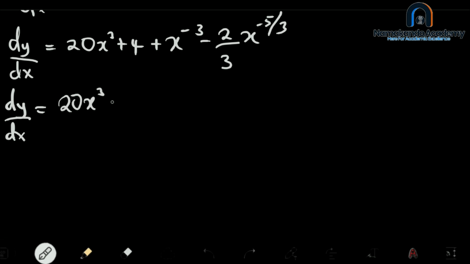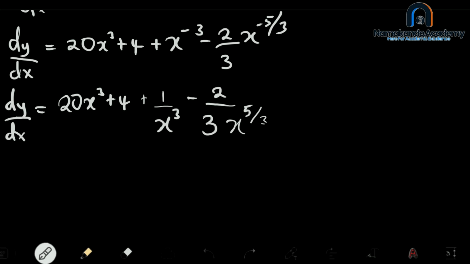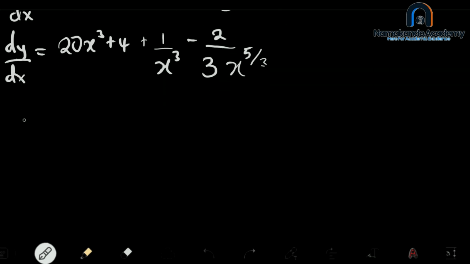to be equal to 20x cubed plus 4. This exponent, which is negative, will become our denominator. Hence, our x will be raised to a positive exponent this time around. Then you have minus. There's a 2, then there's a 3 this side. Like what we did here, we'll also introduce our x, which will now have a positive exponent. Okay, one more step to this problem.